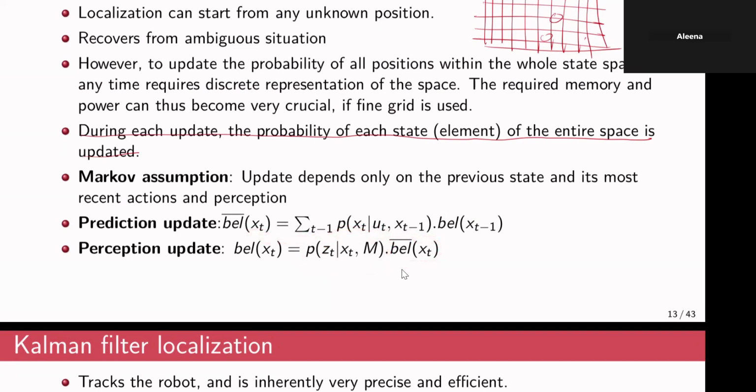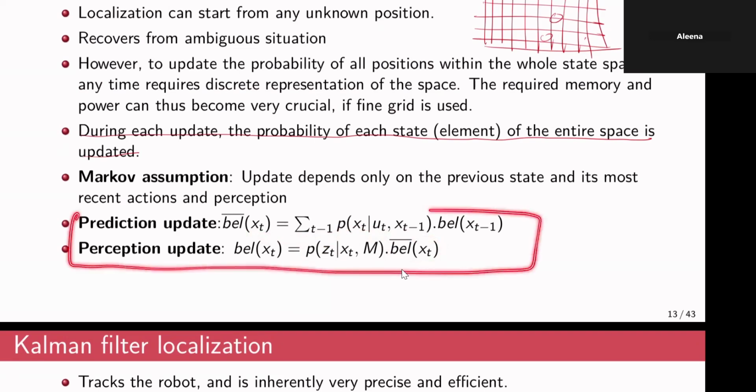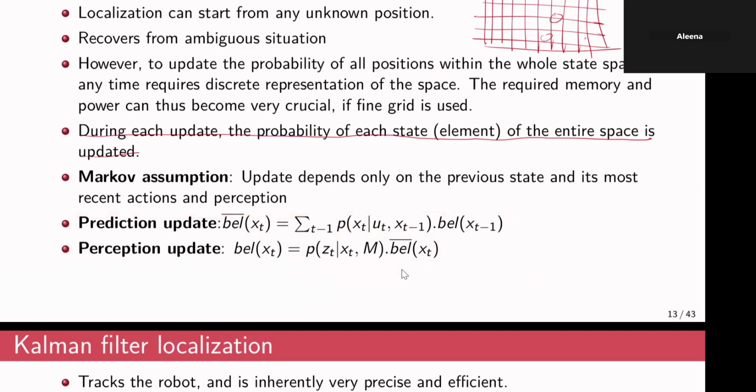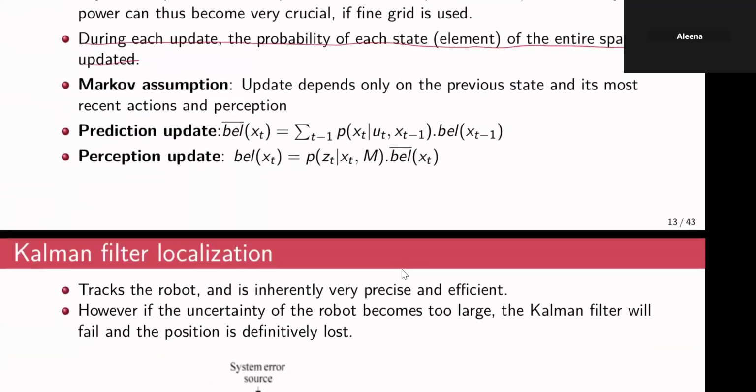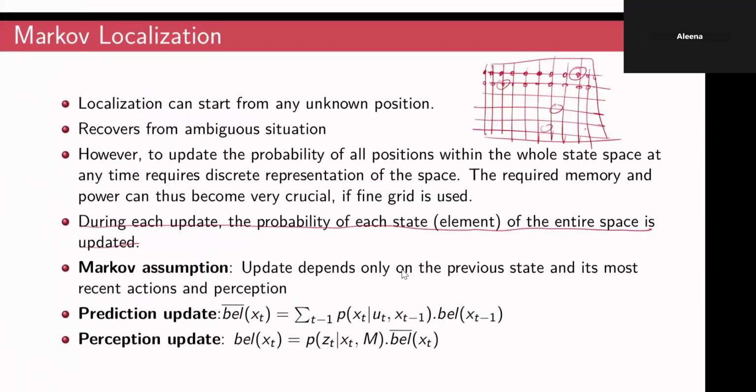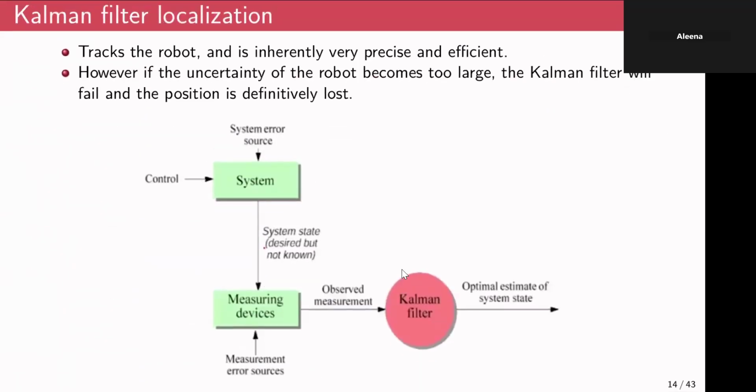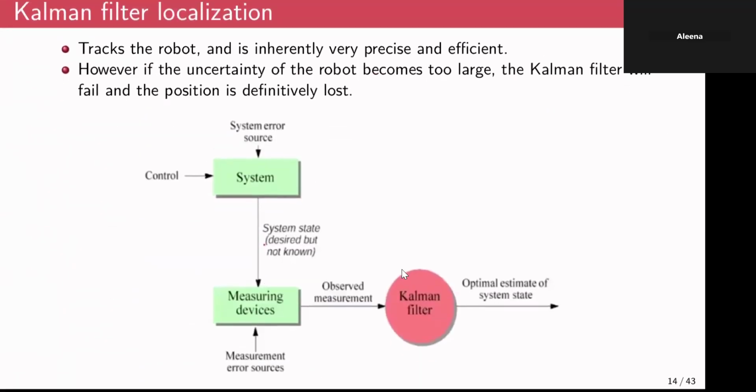So the mathematical implementation of these two steps, the perception and prediction in a loop, was demonstrated in one of the lectures of Professor Ashokan. Right. So that's about Markov localization, the salient features of Markov localization. And then we also have something called the Kalman filter localization.